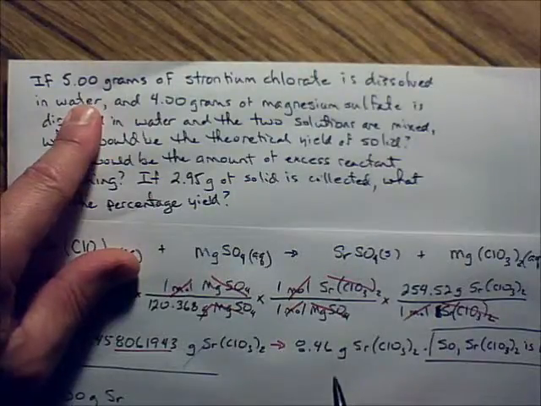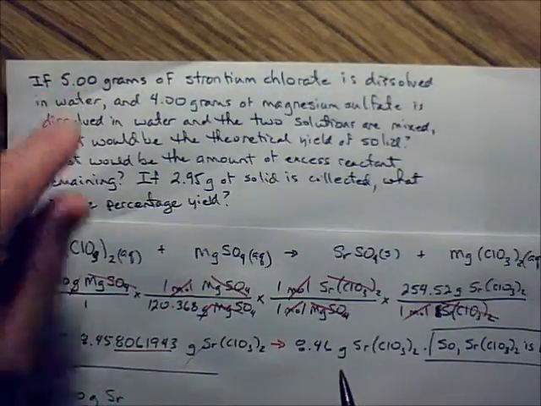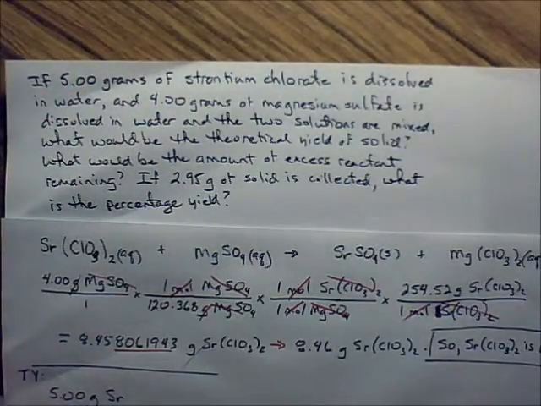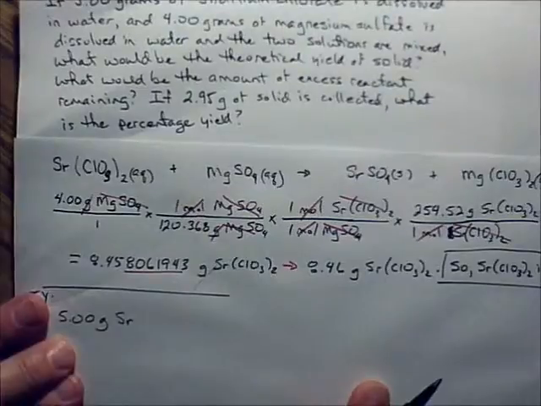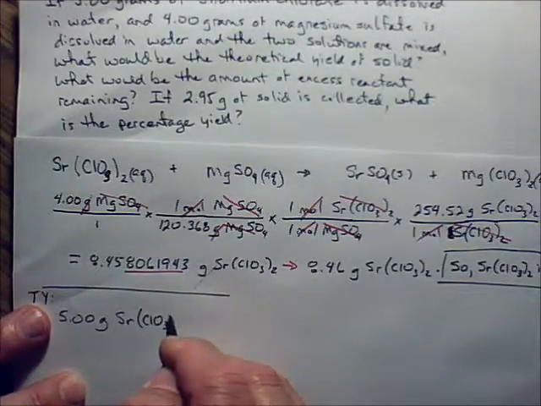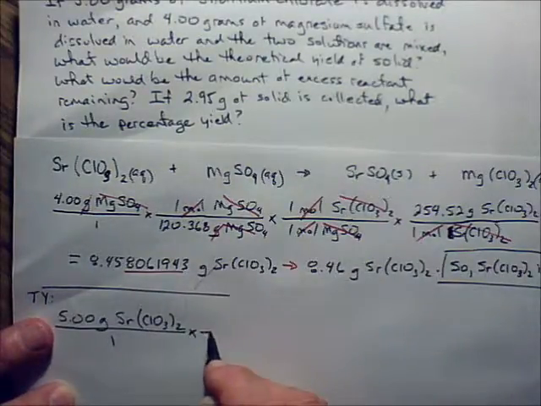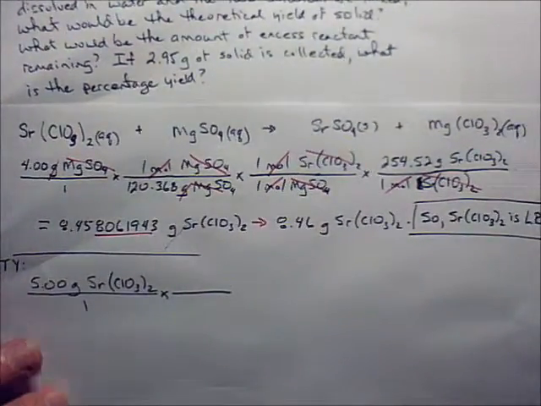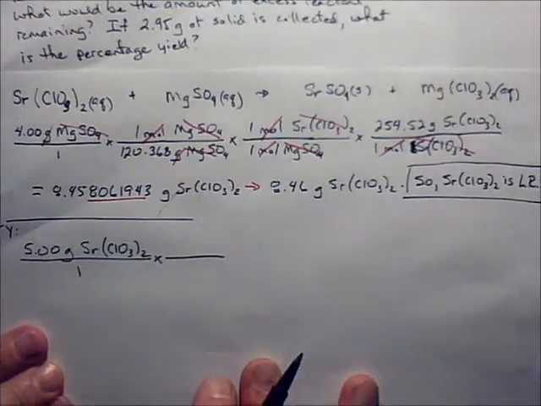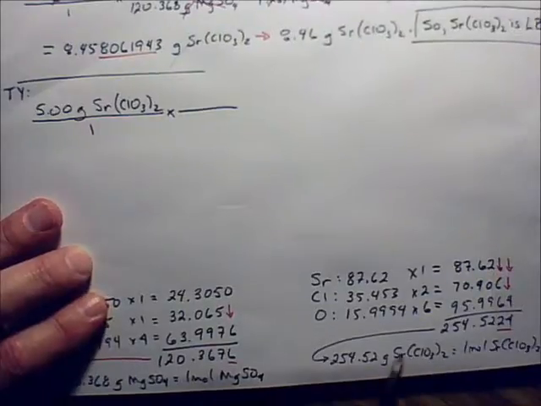Okay? And you might say we need this amount, and we don't have it, so this runs out first. All right. So 5 grams of strontium chlorate over 1. And we need to go to moles here. And we already have a molar mass calculation down here. We did that yesterday.